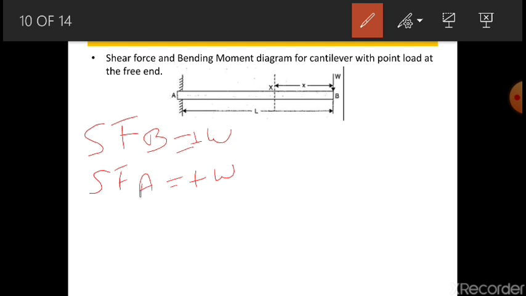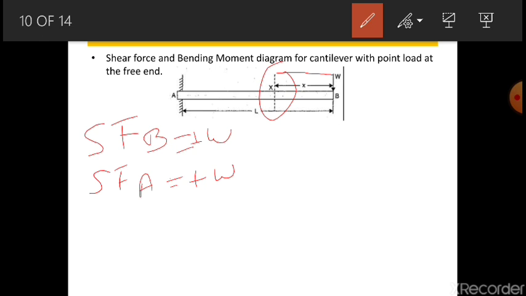How to calculate the bending moment? What is a formula to calculate the bending moment? It is load into the perpendicular distance, right? So for here also you have to take a section xx at a distance x on a beam. Assume this is your section xx and a distance of x from the load.